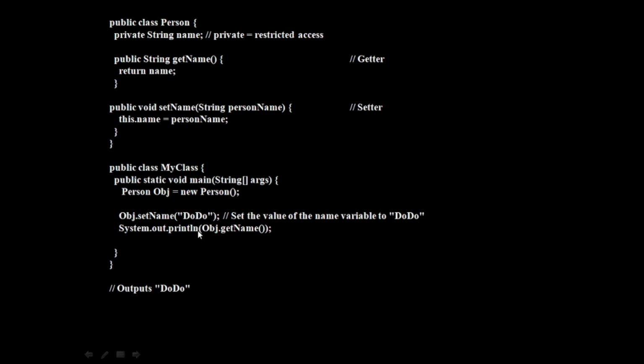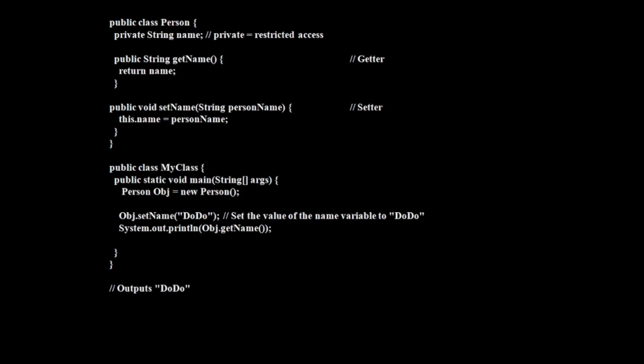Now System.out.println(obj.getName). This same object is used to access the value from the getter method. The getName method, the getter method, is returning the name variable. So it will return the name that is initialized, that is Dodo. So the output will be simple, it will be Dodo. So this is all about encapsulation.